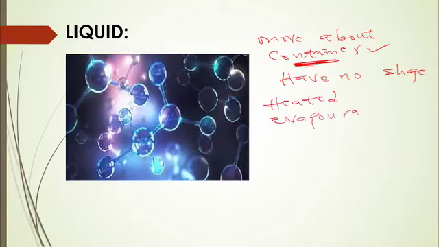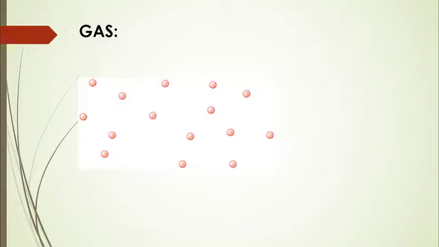They turn into the gaseous state because these molecules gain enough kinetic energy that helps them to move faster until they are eventually able to escape from the surface of the container. At this point, let's talk about gases. Gases are the weakest. Look at their molecular structure. They are very, very weak.